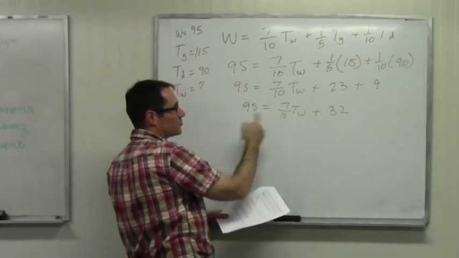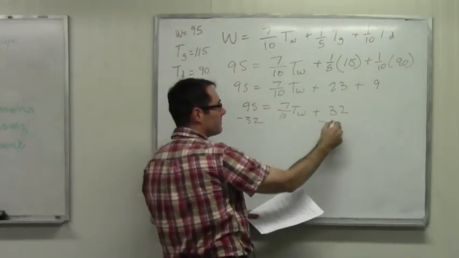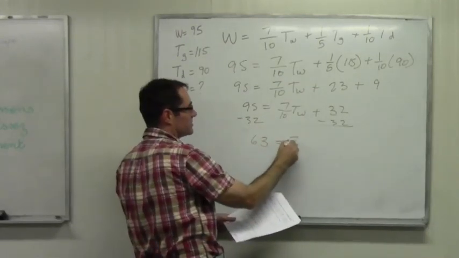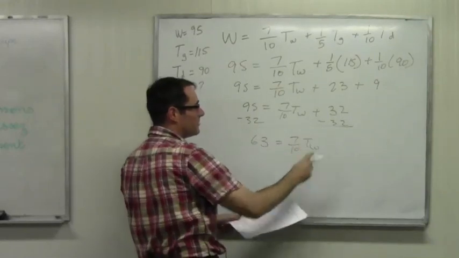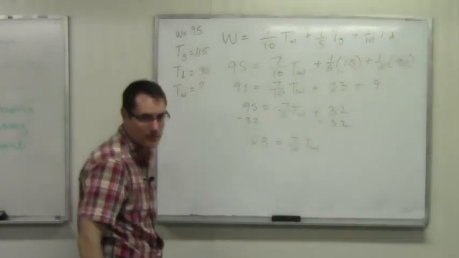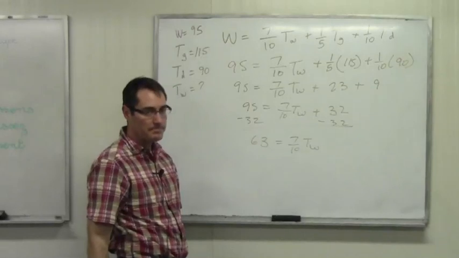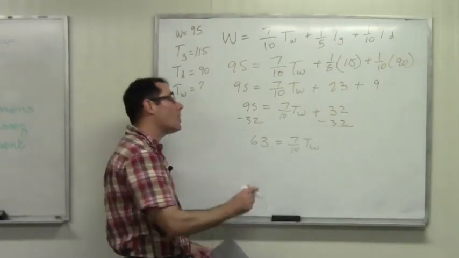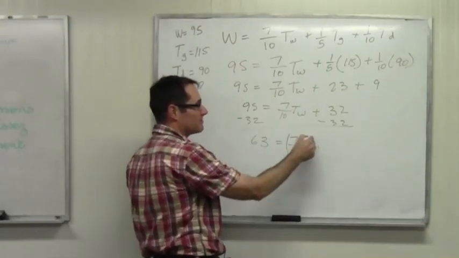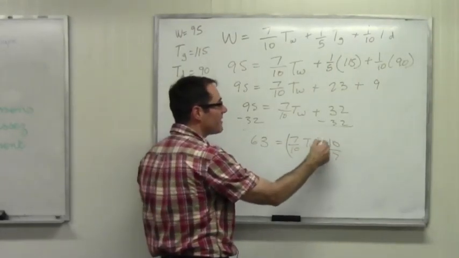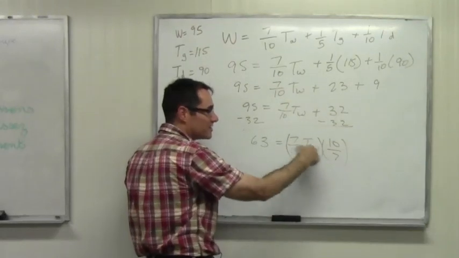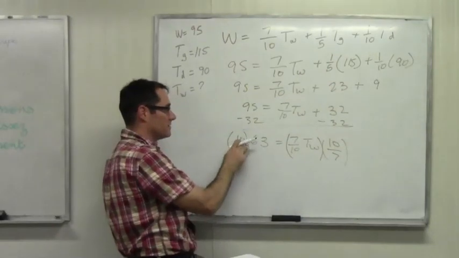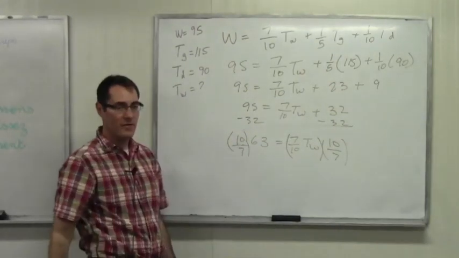And then let's subtract 32 from both sides. And we get 63 equals 7/10 of TW. And this is where a lot of people go, I don't know what to do now. You could divide by 7/10 or multiply by the reciprocal of this. Multiply by 10/7. Because if you did that, the 10s go away and the 7s go away. So you can multiply this side by 10/7. That makes it a little bit easier.